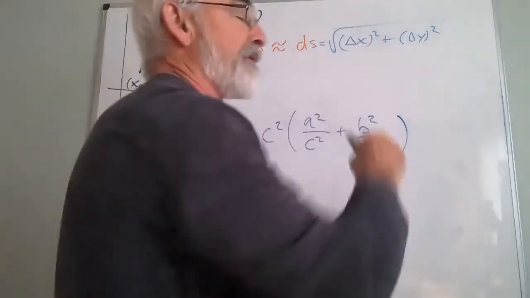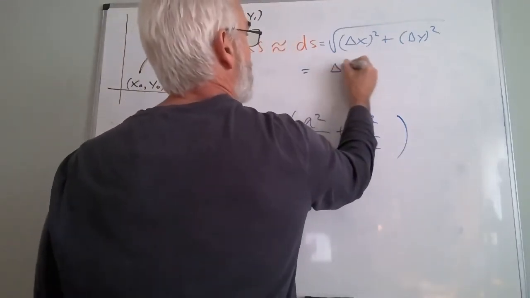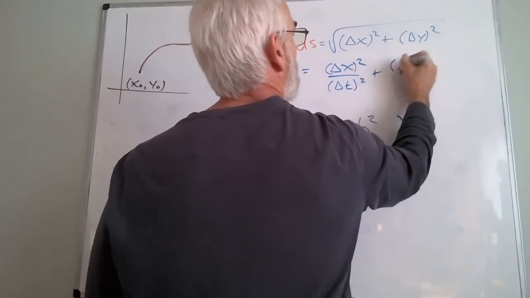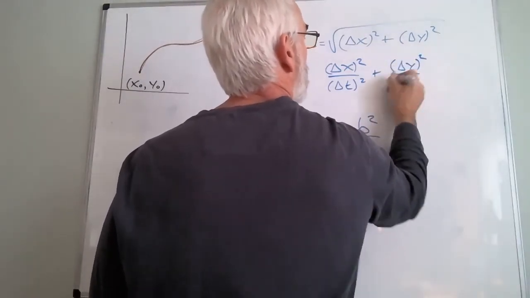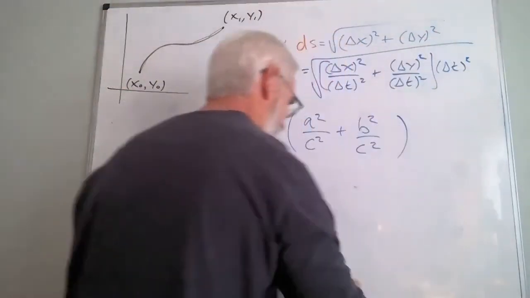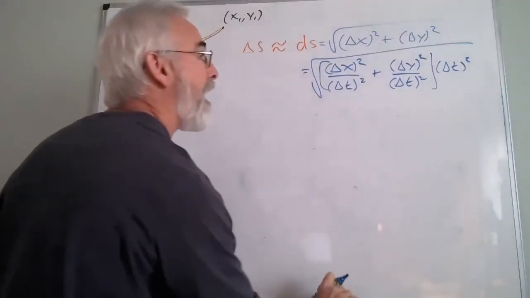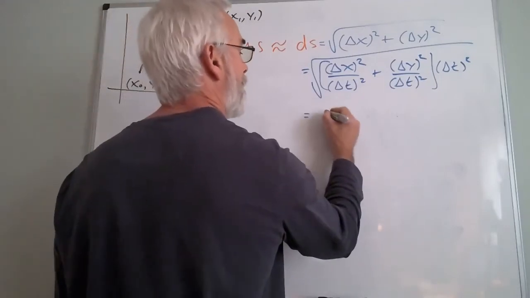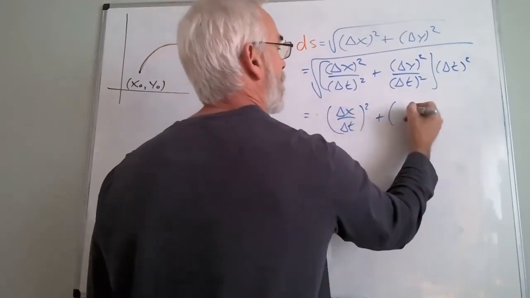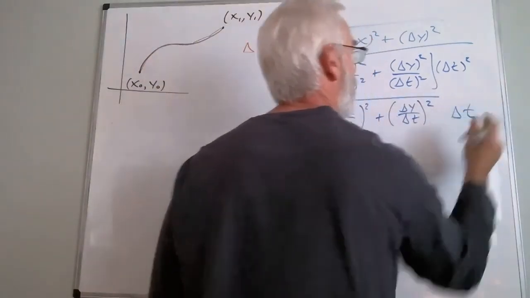I would like you to factor out the square of delta t. So if I factor out the square of delta t, then I would have this. And I know that's legal as long as delta t is not 0. Delta t is not going to be 0. Again, it's moving, it's the thing that's changing. But this is then delta x over delta t quantity squared plus delta y over delta t quantity squared. And then I'll pull that on the outside.